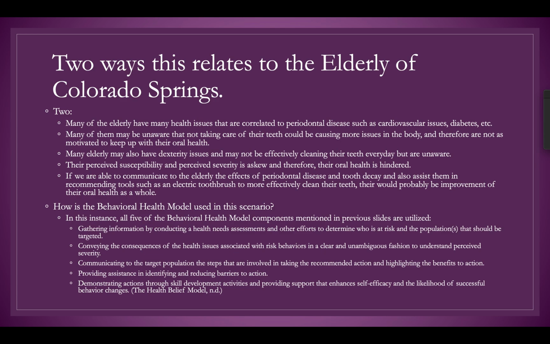So in this instance, I see that all 5 of the components are being used. We're helping them identify barriers, we're showing them ways that we can improve, we're also gathering information, and we're telling them the consequences of not changing their lifestyle. So if you don't continue to improve your oral health care, you might have issues like cardiovascular diseases, or the other way around, these issues could cause more problems with your mouth. So I think all 5 of the components are used, and it's a good way to help the elderly in this instance.